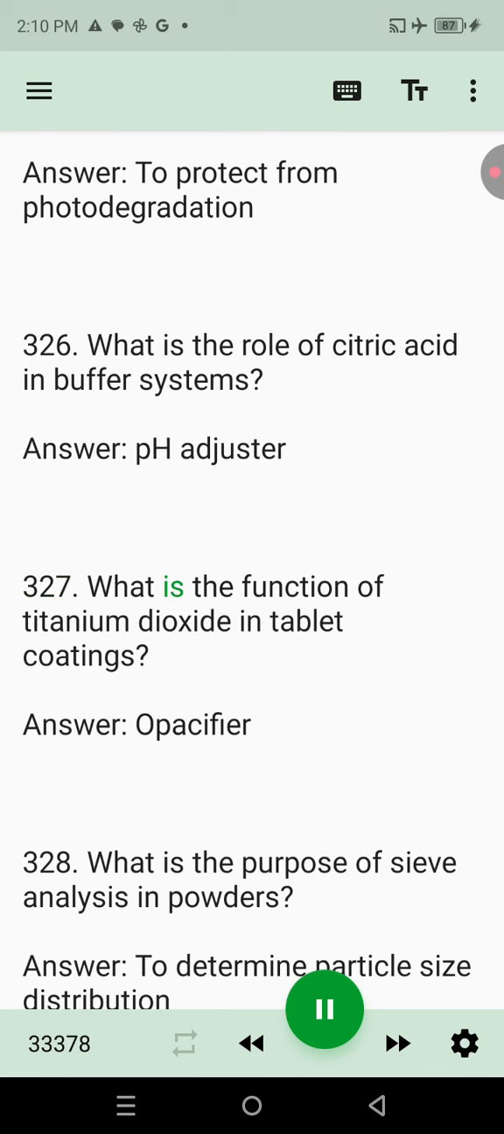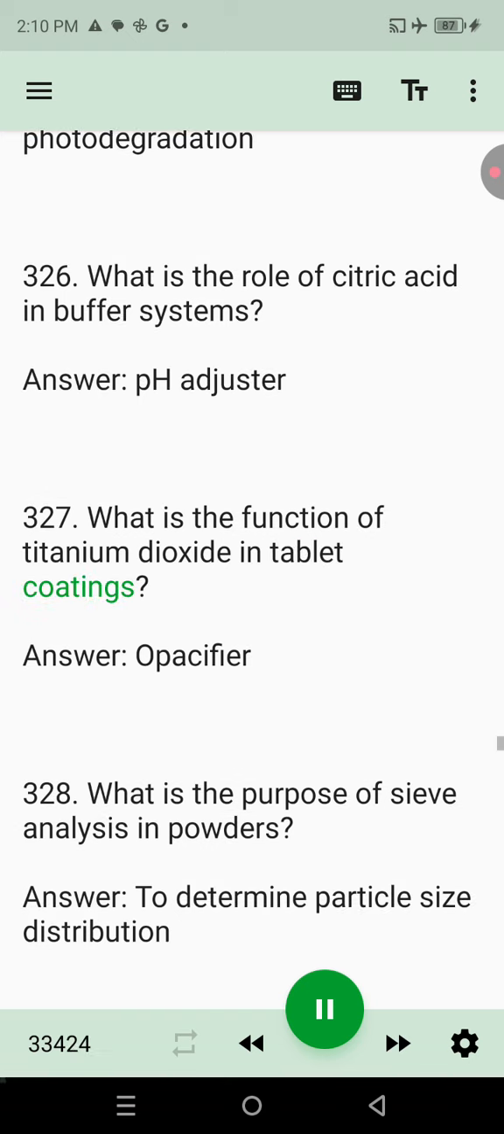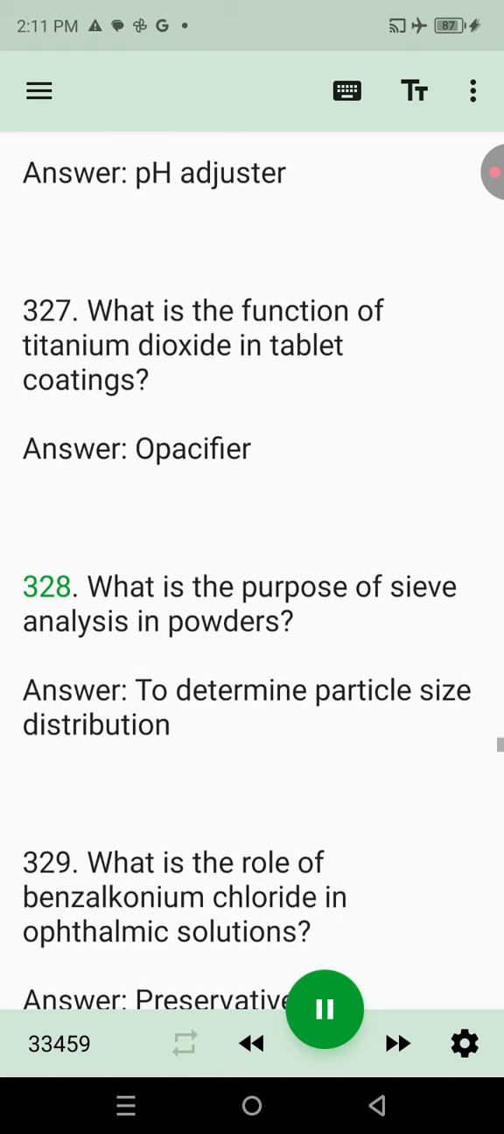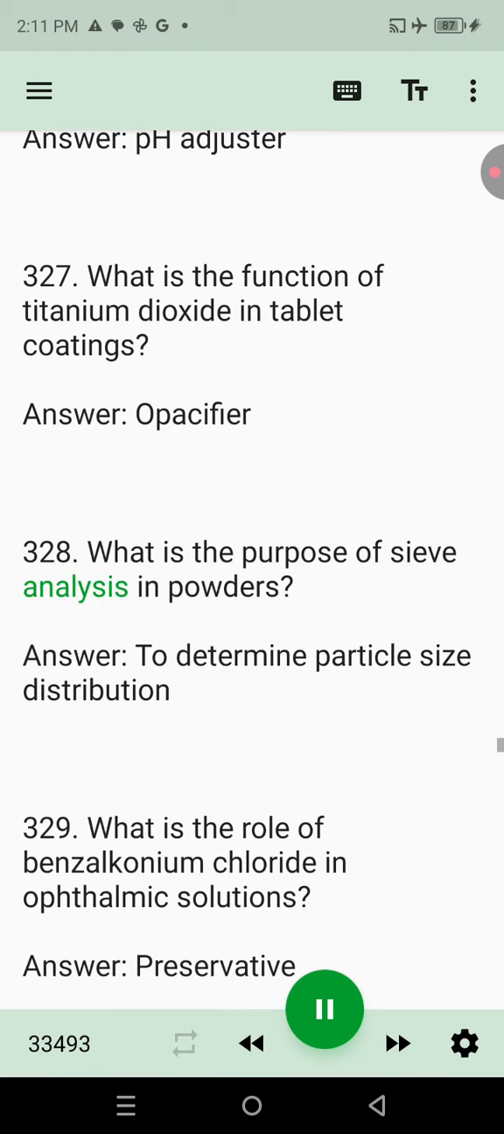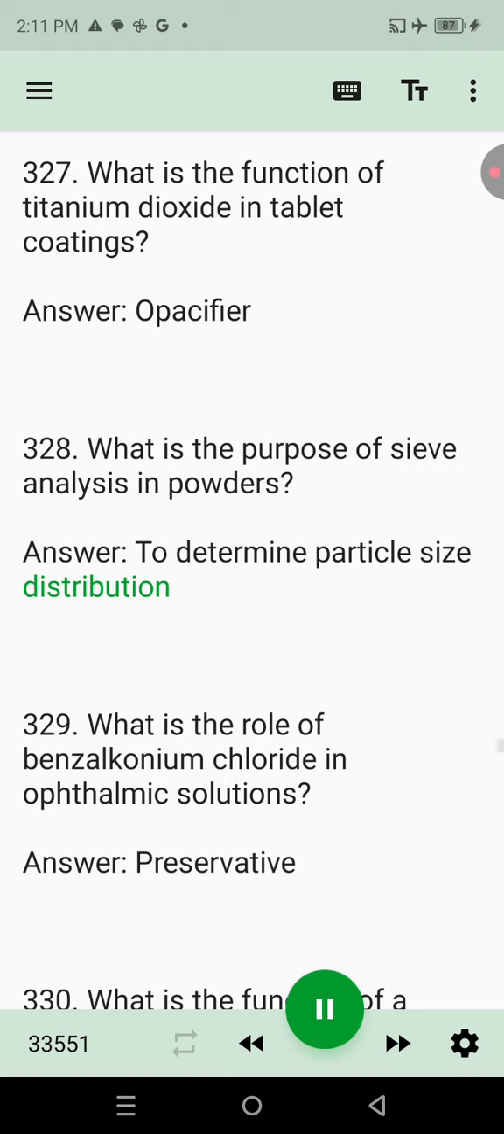327. What is the function of titanium dioxide in tablet coatings? Answer: opacifier. 328. What is the purpose of sieve analysis in powders? Answer: to determine particle size distribution.